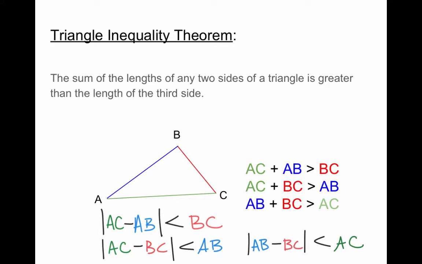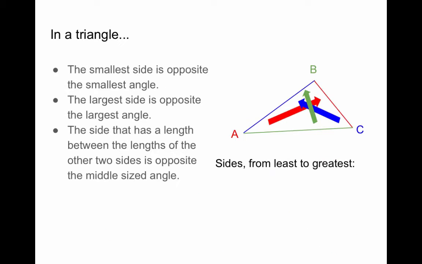So there's two relationships in every triangle. You can find the range of lengths of the sides. Let's try some examples. But first, let's look at an extension of the triangle inequality theorem.